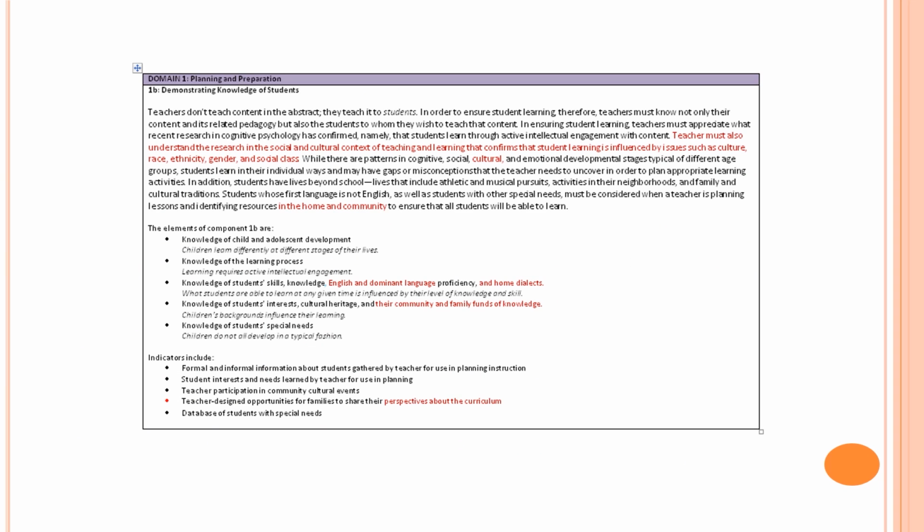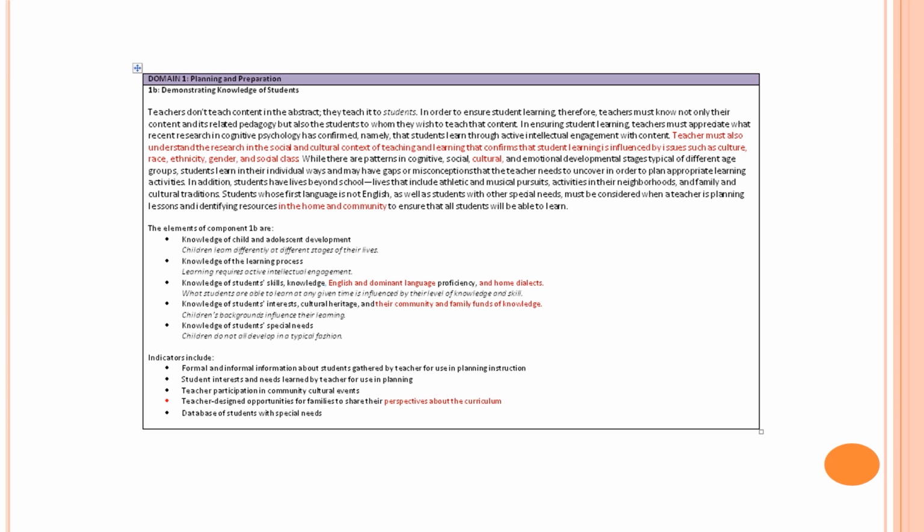For example, in Component 1B, Demonstrating Knowledge of Students, you will see revisions that include: teacher must also understand the research in the social and cultural context of teaching and learning that confirms that student learning is influenced by issues such as culture, race, ethnicity, gender, and social class. What does this mean? This means as a teacher, we must be cognizant of all aspects of our students and utilize that knowledge when planning lessons.